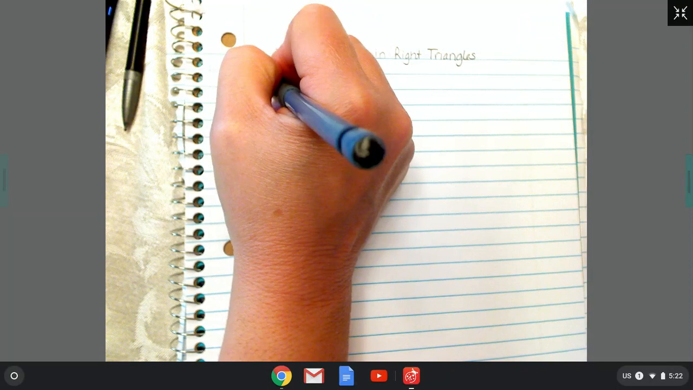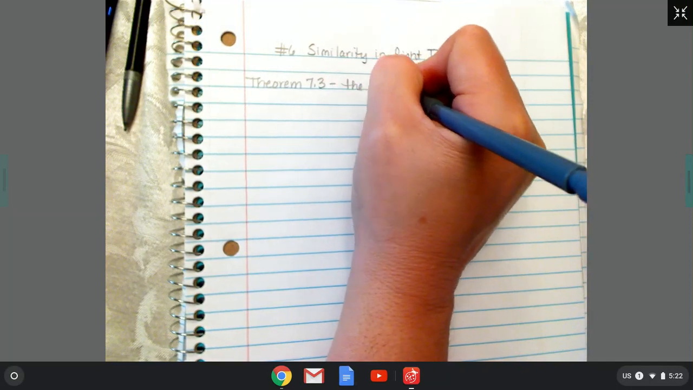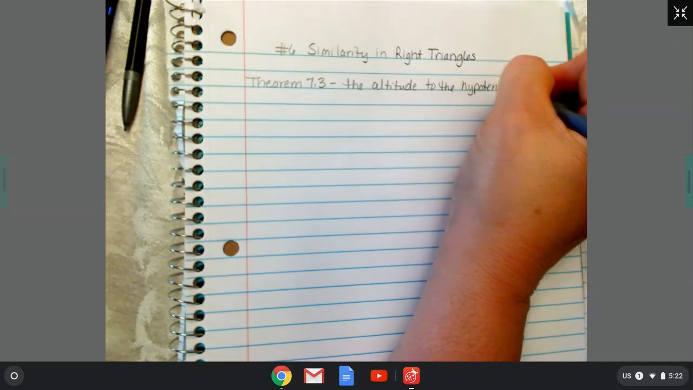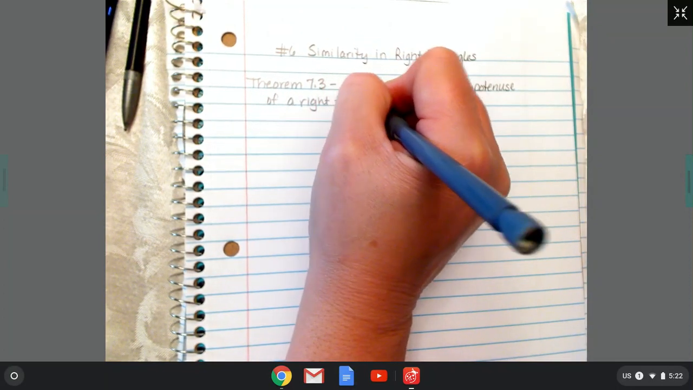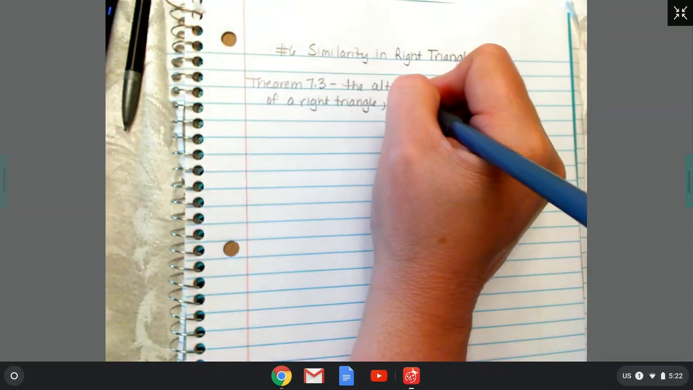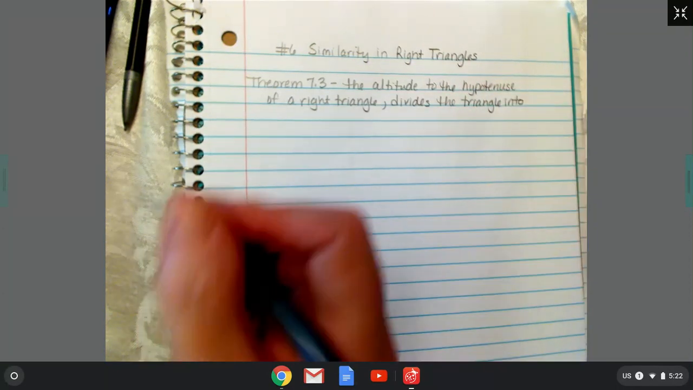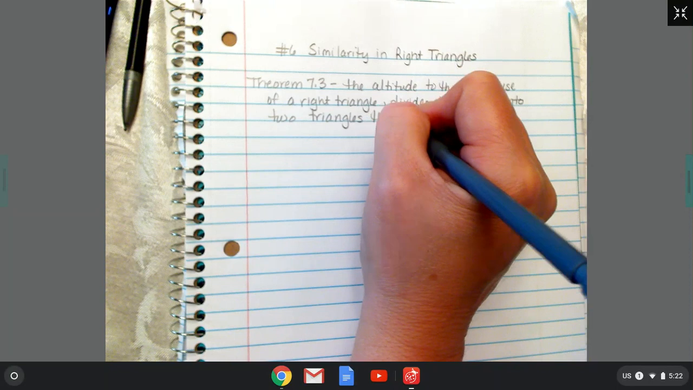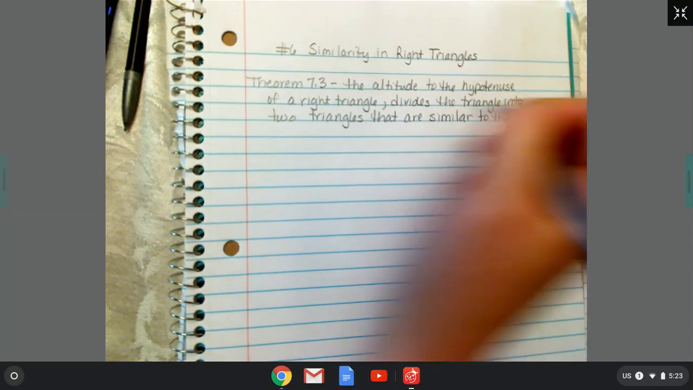Okay, there's a special theorem we're going to use to do our first example. It's theorem 7.3 that states the altitude to the hypotenuse of a right triangle divides the triangle into two triangles that are similar to the original triangle.